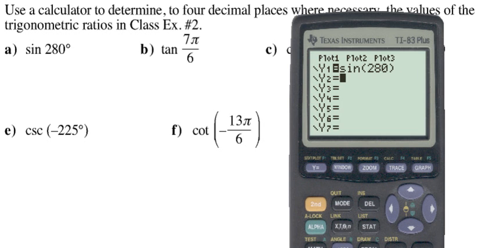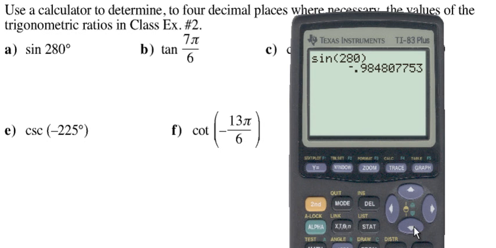Oops, I did not mean to graph that. That was silly of me. I just want sine 280. I hit y equals by mistake, and so I was graphing sine 280, which would have been a boring graph. All I want is sine 280, which is negative 0.9848.